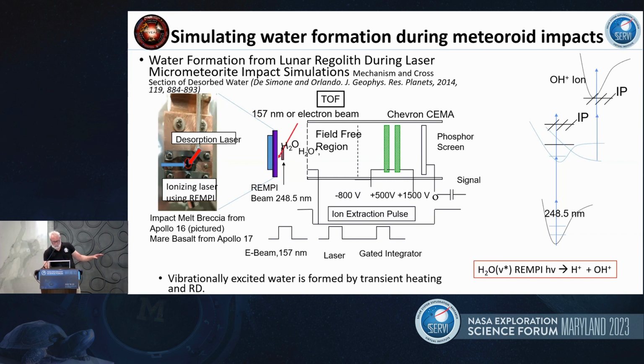There's a spectroscopic complication where, if you form a lot of vibrationally excited water, you form two fragments in coincidence with one another. We were able to map that out and show that when you have a thermal impact event on an oxide surface, in this case an actual lunar Apollo 16 sample, you can make water, right?